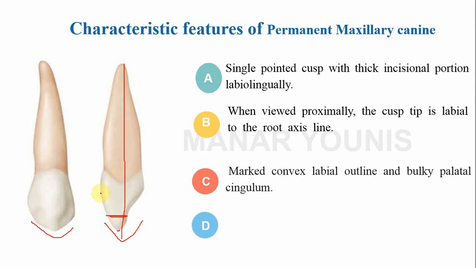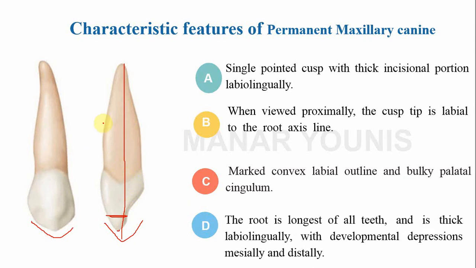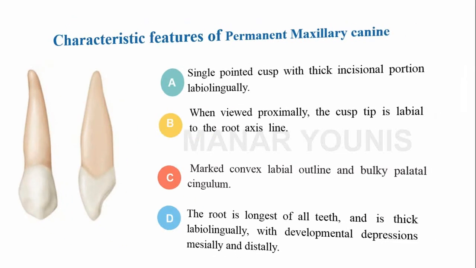Also characterized by a marked convex surface labially, lingually, mesially and distally, with a bulky cingulum. The root, as was mentioned earlier, is the longest of all other teeth in the mouth. Also, the root is thick. It's narrow mesiodistally, however, it's thick labiolingually, with developmental depressions. These developmental depressions will help anchor the tooth in the alveolar bone and add further stability to this tooth.